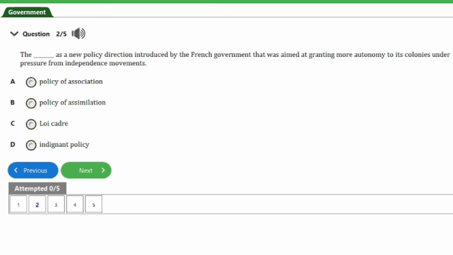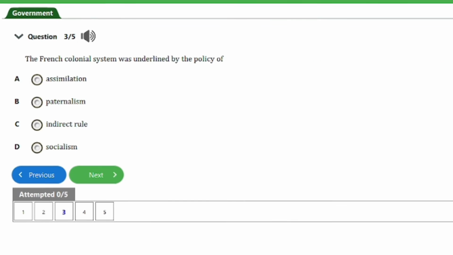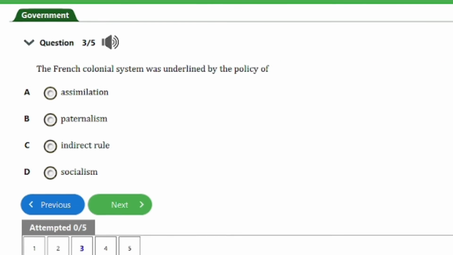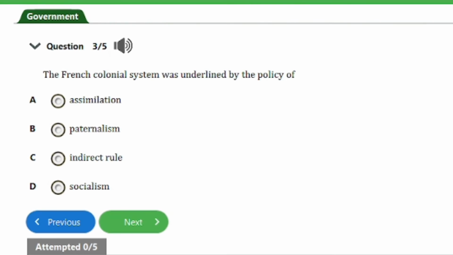Let's head on to the next one, guys. So here is the next question. Question number 3. It says, the French colonial system was underlined by the policy of A, assimilation, B, paternalism, C, indirect rule, D, socialism. So guys, the answer to this question is option A, that's assimilation. And that's it for this question.